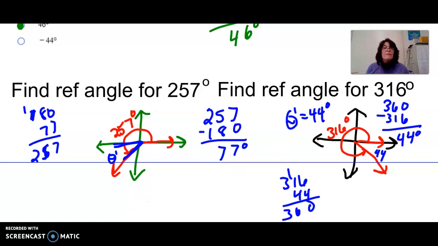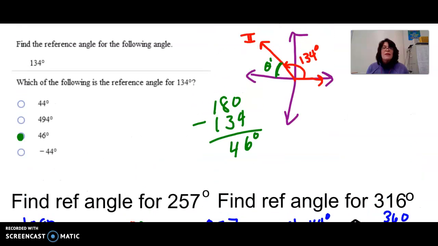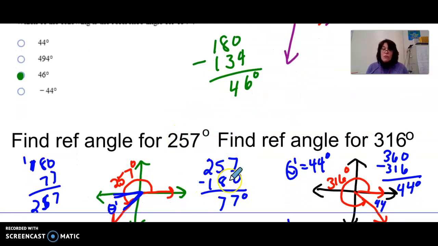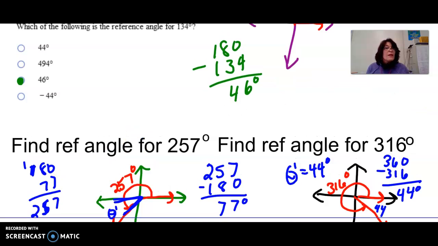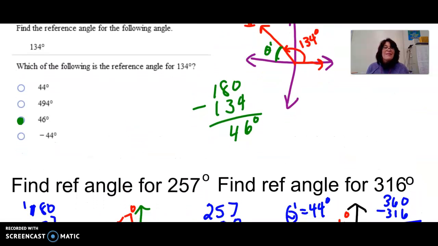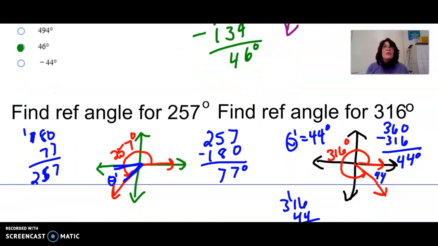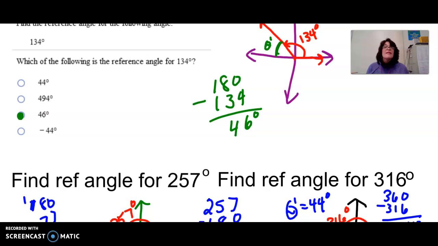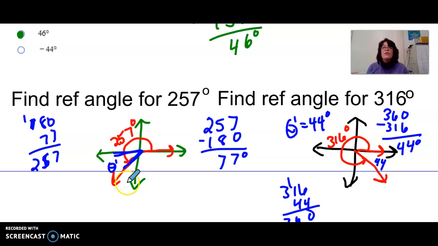Okay. Now, here's what people get upset about. They're like, how do you find the reference angle? Sometimes you take the angle and subtract from 180. Sometimes you take the angle and subtract 180. Sometimes you take the angle and subtract from 360. How are we supposed to know which one to do? You're supposed to know based on where your terminal side is. If your terminal side is in the second quadrant, you subtract the angle from 180. If the terminal side's in the third quadrant, you take 180 and subtract it from your angle, and so on.